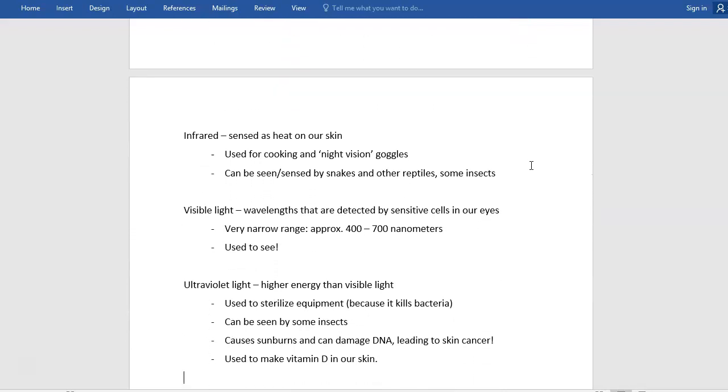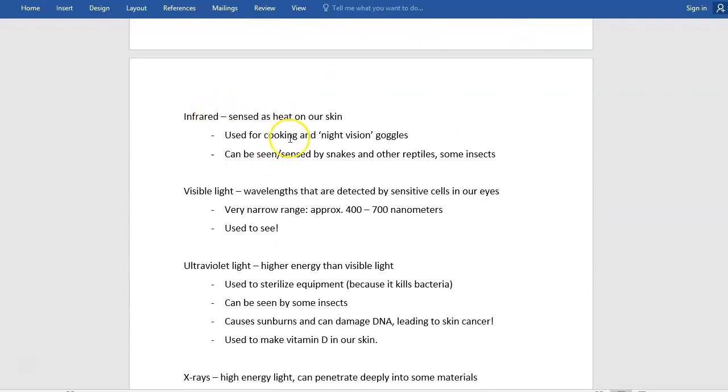Then infrared, we can sense it as heat. We can use it for cooking through our infrared ovens. And we also use it for night vision goggles or infrared cameras. Some snakes and reptiles and some insects can also see or sense infrared.